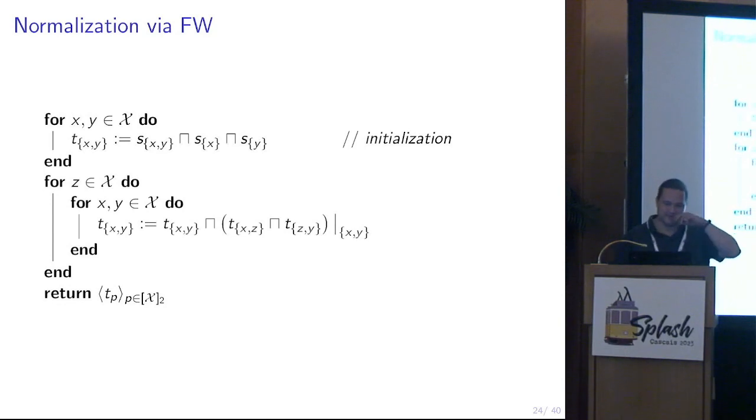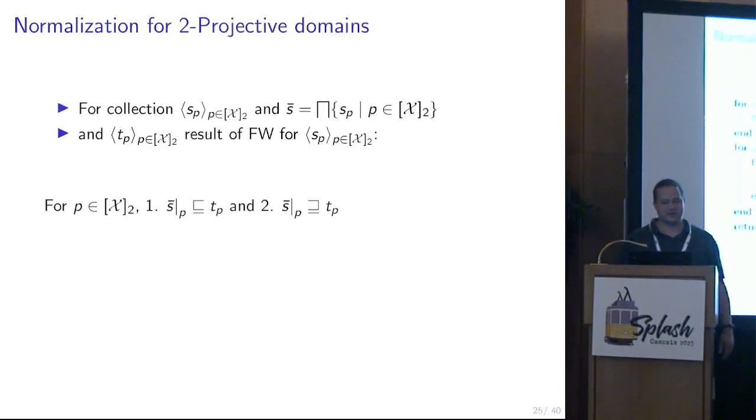Okay, so then let's return to the Floyd-Warshall algorithm here. We basically now need to somehow relate this to the sequence that we have constructed and the constraint system that we have constructed. So let's once again consider some input collection and this S bar, which is the normalized value, and then T_p, we call this here the result of this Floyd-Warshall algorithm for this input collection. And then the claim is that for any of these 2-clusters, the 2-normal form is less or equal than what the Floyd-Warshall algorithm has computed.